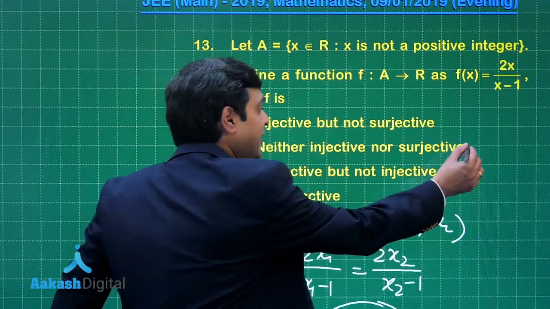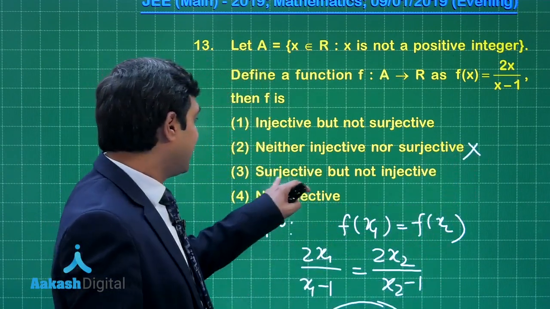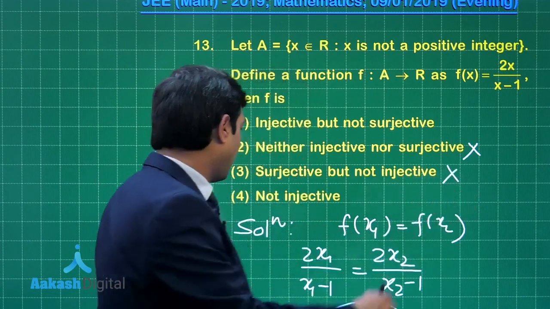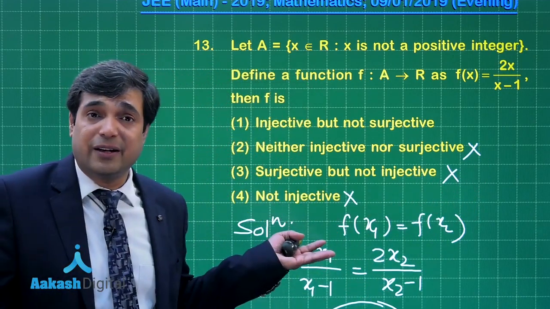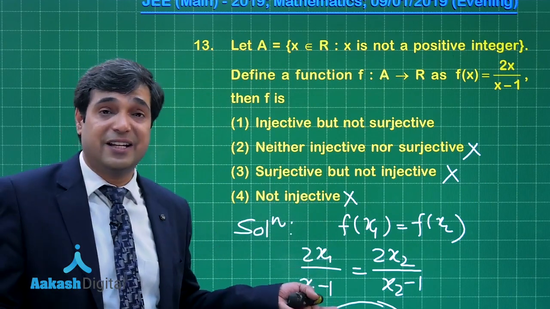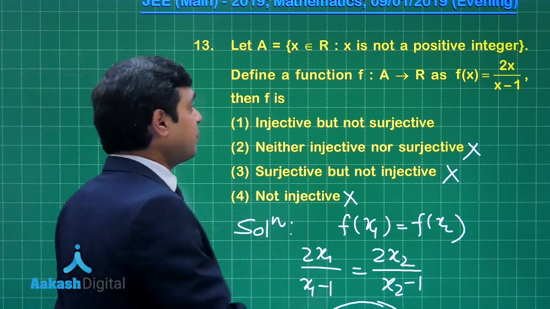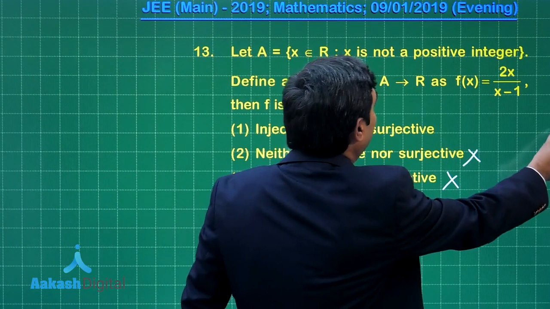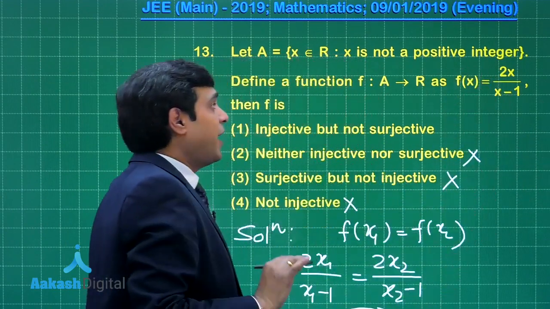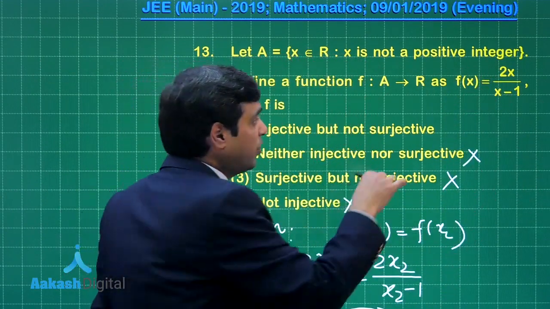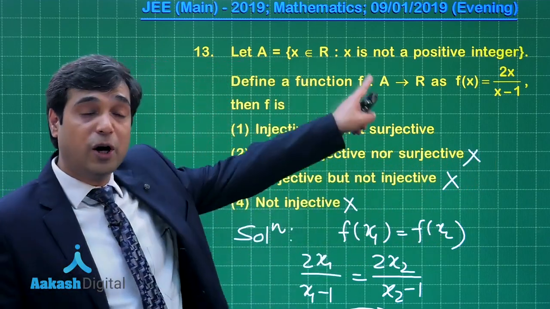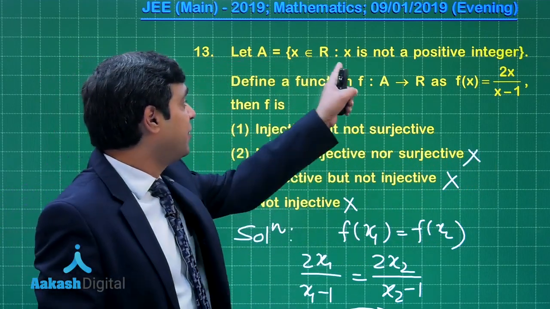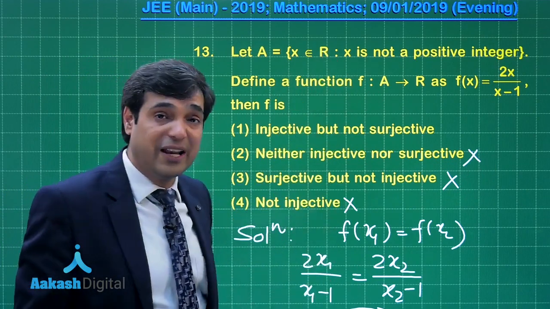Second, neither injective, not at all. Surjective but not injective, not at all. Not injective, not at all. So clearly the first option is correct. It is not required to see whether surjective or not, but still, when you talk about this function, it is not defined for positive integers. So there would be many values of x for which you will find different values of y which will not be there in the range, as the codomain is all real numbers.